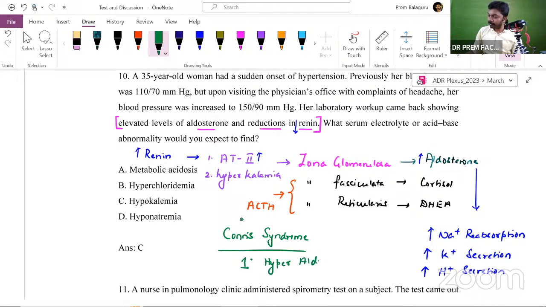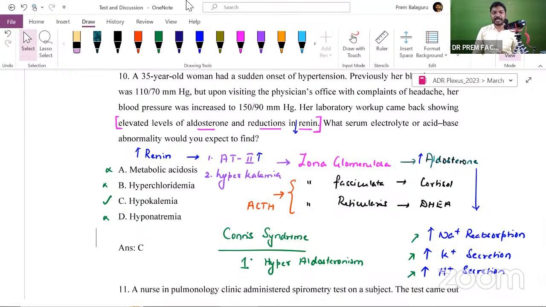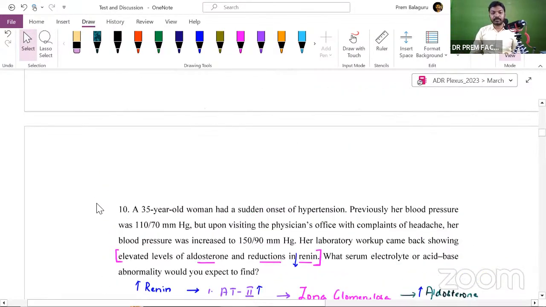So what is going to be the manifestation in primary hyperaldosteronism or Conn syndrome? Too much aldosterone. So there is going to be hypernatremia, hypokalemia, and metabolic alkalosis. So it is not acidosis. There is nothing to do with chloride. Among all four options you are seeing, the best answer is going to be hypokalemia, doctors. That's the right answer for the question.